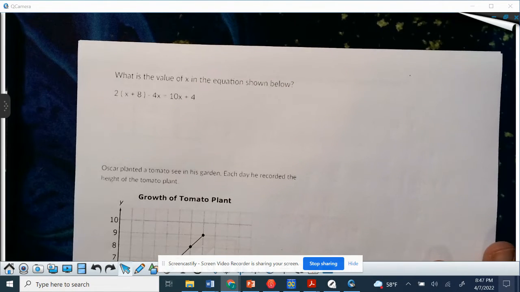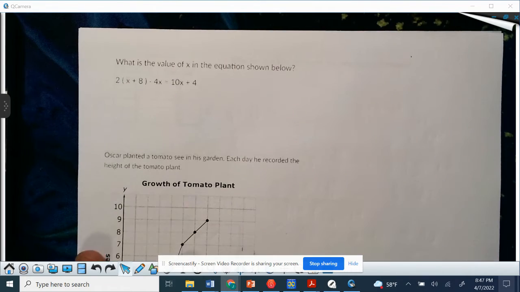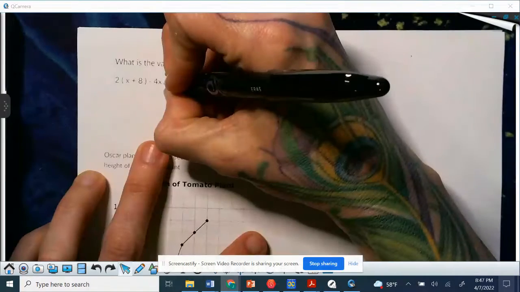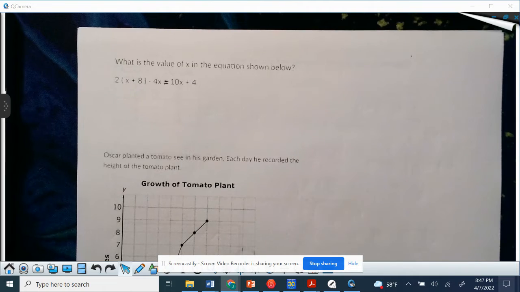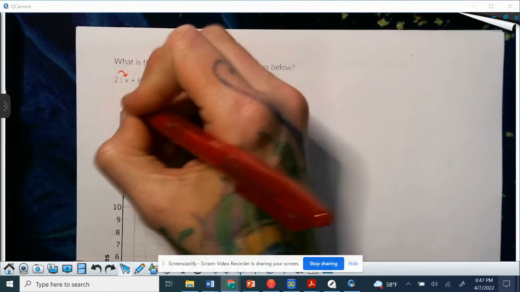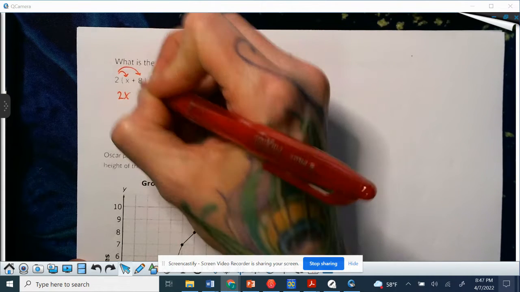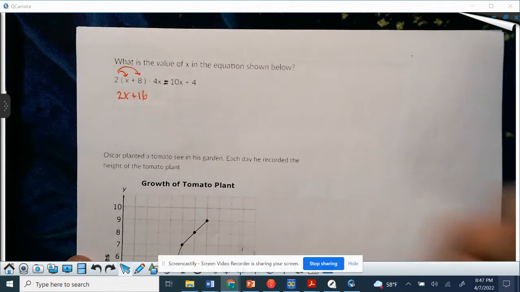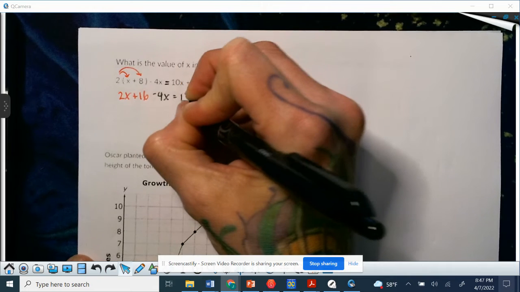Two more. All right, hopefully this one wasn't too scary. This is a calculator inactive, so no calculator allowed on this one as well. So we are going to multiply all the way through. So 2x plus 16. Then we have minus 4x equals 10x plus 4.